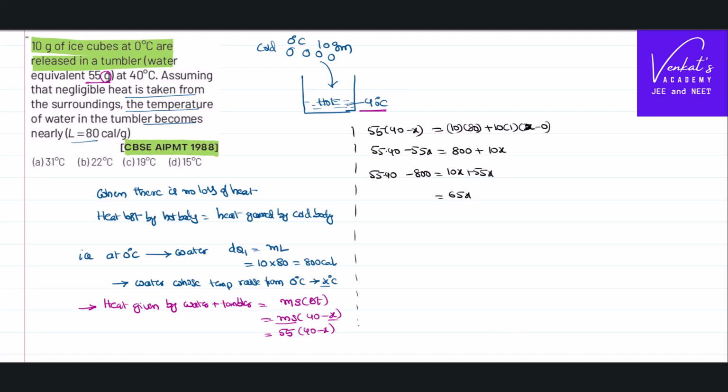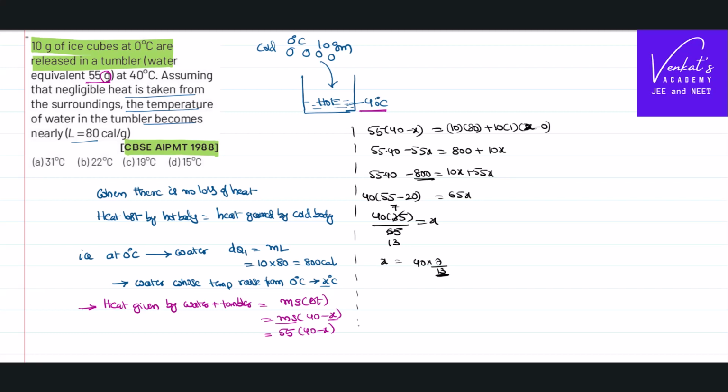So that's altogether 65x. I can take a 40 common here, 55. If I have taken 40 out of that, 40 into 20 is 800, right? Therefore 20 is there. So 40 into 35 by 65 is the value of x. That's the resultant temperature, right? So we can further write as 5 sevens are 35. 5 ones is 5, 15 is 13, right? So value of x is 40 into 7 by 13.